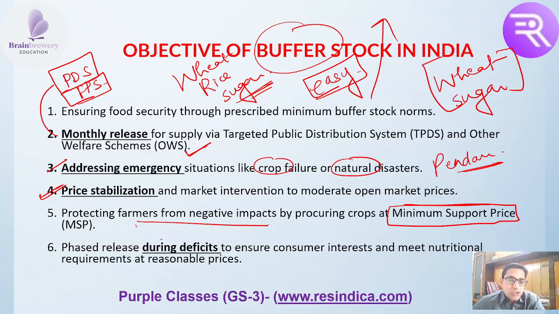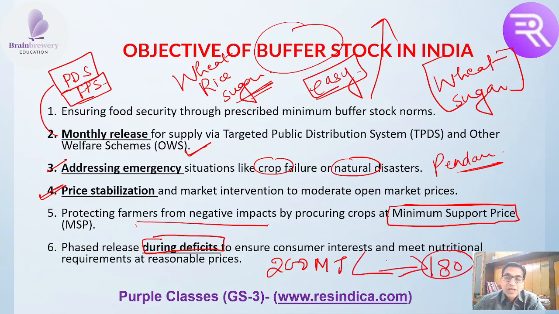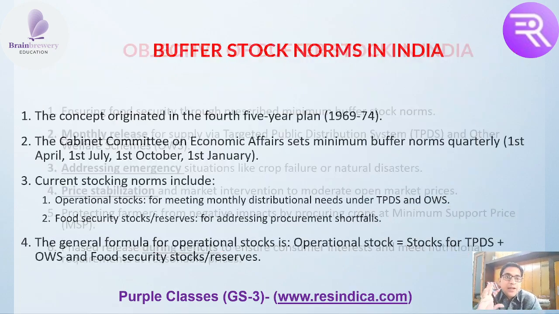And it is released during a deficit. For example, if this year we have 200 million tons of production, but last year we had only 180 million tons, this buffer stock will be able to bridge the gap, so that there is no issue with the nutrition requirement and no issue with the National Food Security Act. So we have to always maintain the buffer stock up to a certain limit.